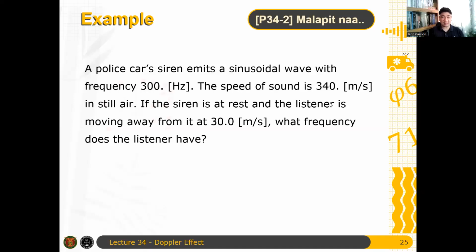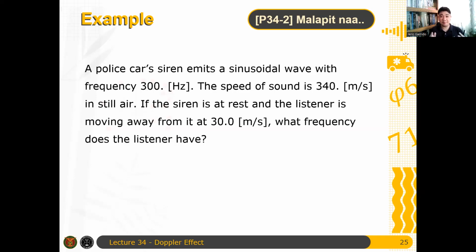Okay, so the second problem is a police car siren emits a sinusoidal wave with frequency 300 hertz. If the speed of sound is 340 meters per second in still air, if the siren is at rest and the listener is moving away from it at 30 meters per second, what frequency does the listener have? So, ano yung frequency na nape-perceive na listener? So, that's the second problem that we have.